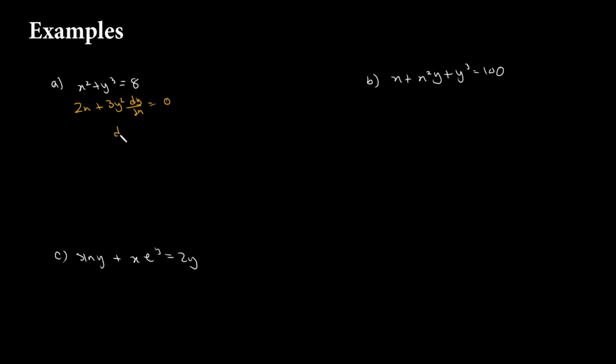And then from here, it's just rearranging to dy/dx, and you would get minus 2x over 3y squared. And that would be your answer. So it's really simple. All you have to remember is that you multiply dy/dx to whatever variable is not x when you're deriving it. Otherwise, you just derive it the same way.